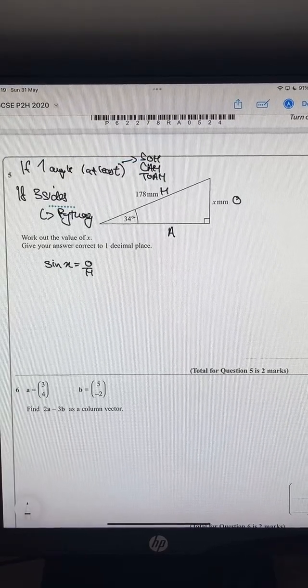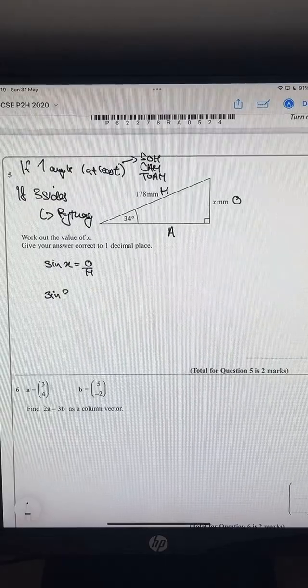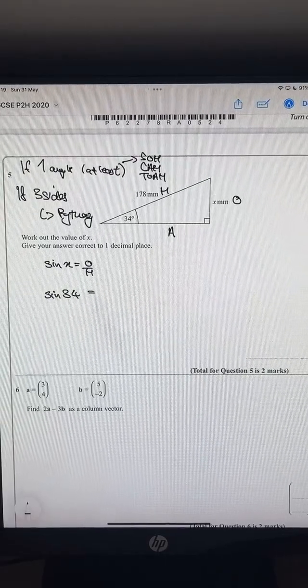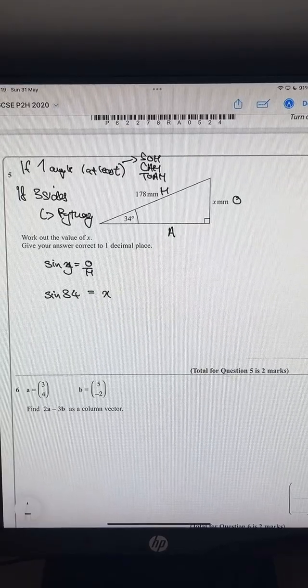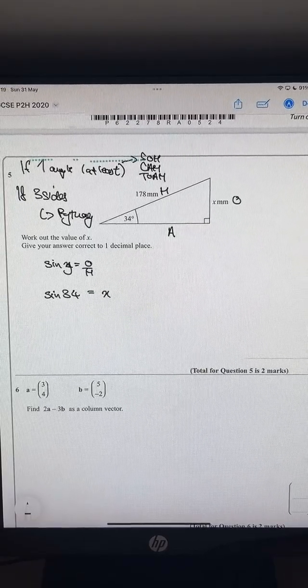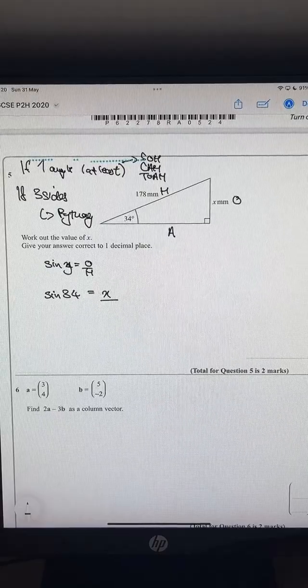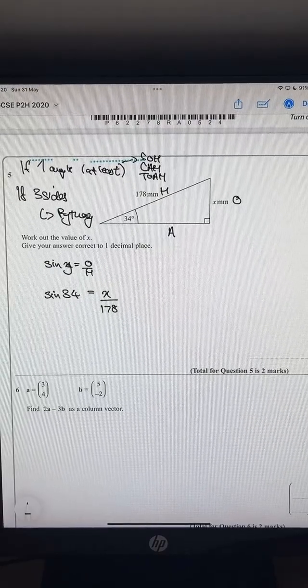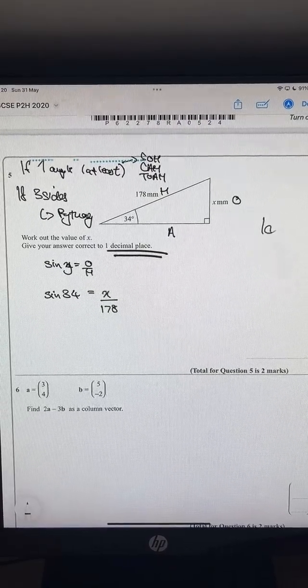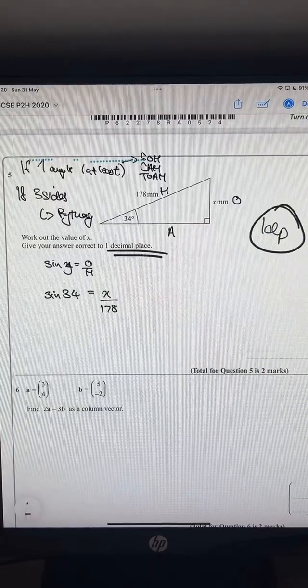X is my angle, remember, so I just subbed my angle into my little sine function. So sine of 34 is equal to opposite, which is x. Apologies for putting x there, I'll just call that y. And this is a higher paper, but this question is very much a foundation question, in my opinion. And then my hypotenuse is 178, and the answer wants it to 1 decimal place. So I need to remember to round that at the end.